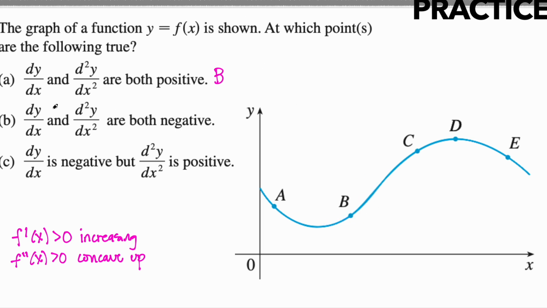Next, they are both negative. So we are looking for when it's decreasing and concave down. So where is it decreasing and concave down? It's decreasing here to here, and it's decreasing here to here. But we need concave down. This right here is concave up. So that must be E.